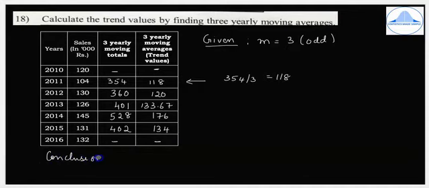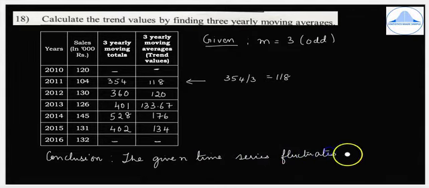So check the values in the last column. You see that it increases and again it is decreasing. So we write the given time series fluctuates between an upward and downward trend.